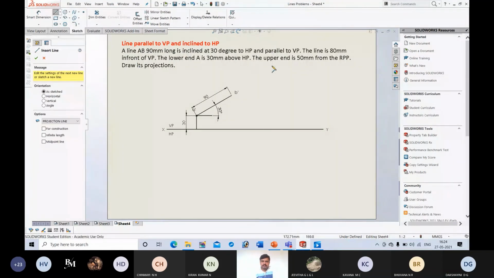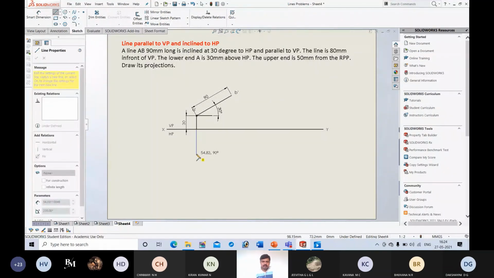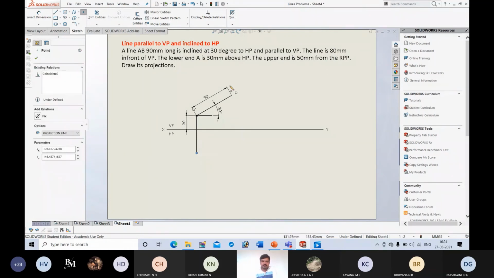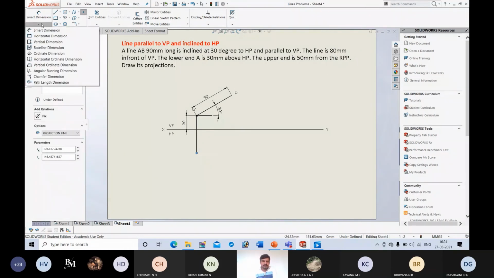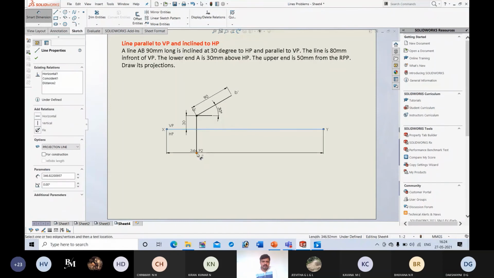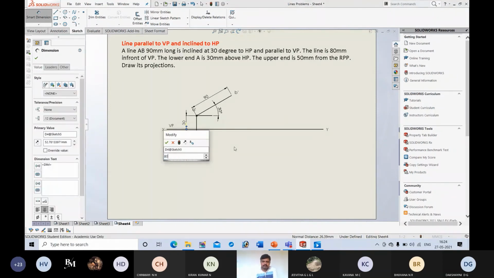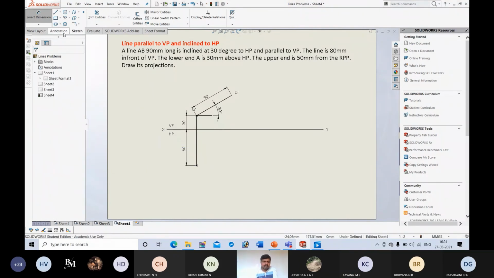Here the line is 80 mm in front of VP. So I should draw a projector and a point. Since the line is 80 mm in front of VP, on the drawing also from XY it is 80 mm. Okay, so this is point A.